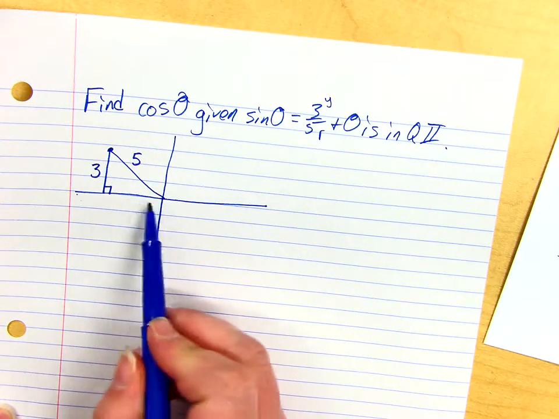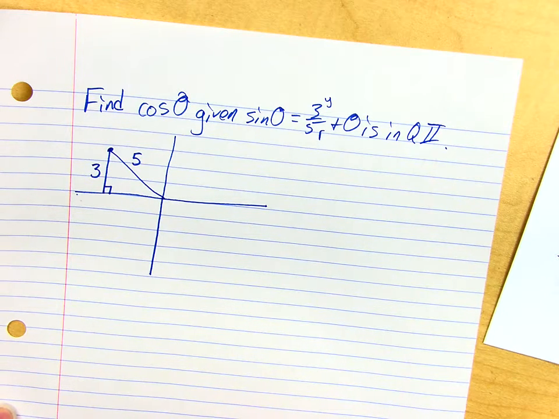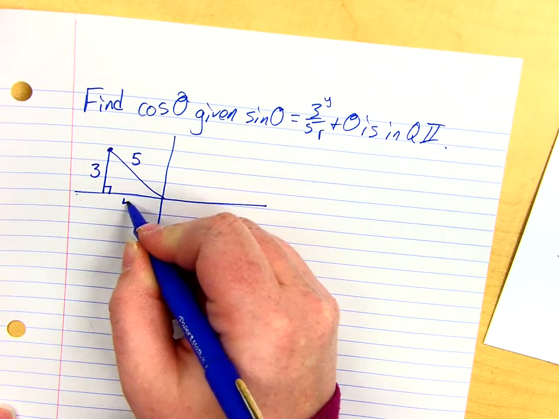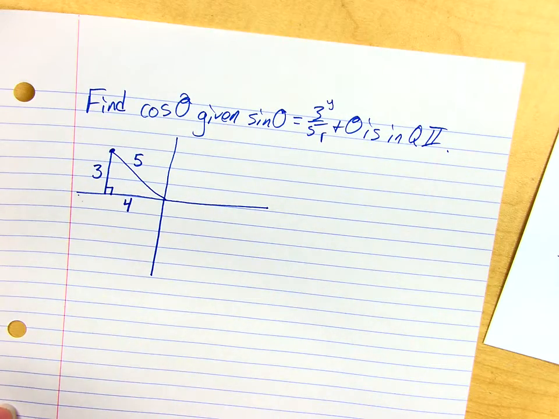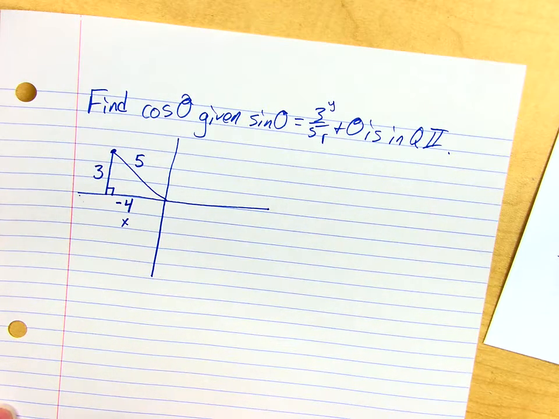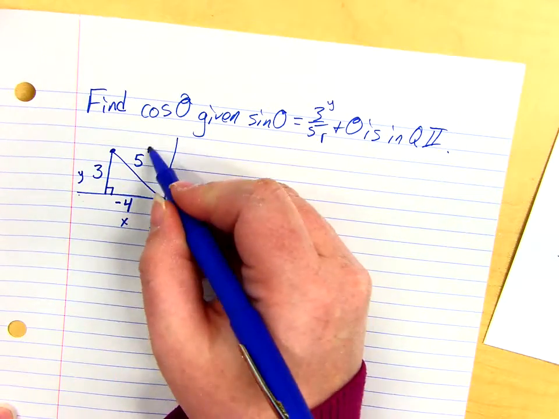When I find x, what's going to be true about it? It's going to be negative because I'm in the second quadrant, right? How do I find x? Pythagorean theorem. Or, it's a 3, 4, 5. So instead of having to do out the work, we already know that's not actually going to be 4, though. It's going to be negative 4, right? Because we just said that we are in the second quadrant, so that thing's negative. So that's x, that's y, and that's r.